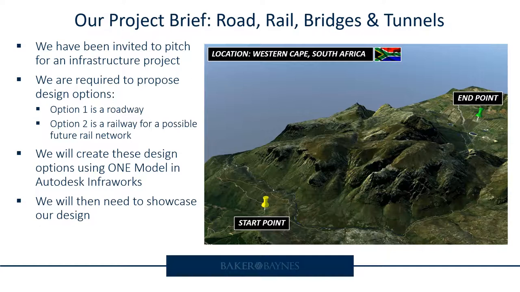The first one being a roadway, second one being a railway. So possibly if the rail looks quite good and depending on cost or whatever, either option might be viable. So we will create these in one model.